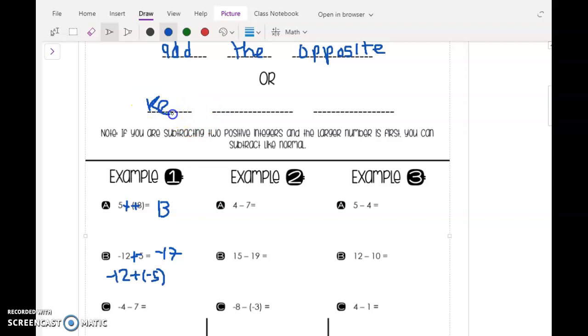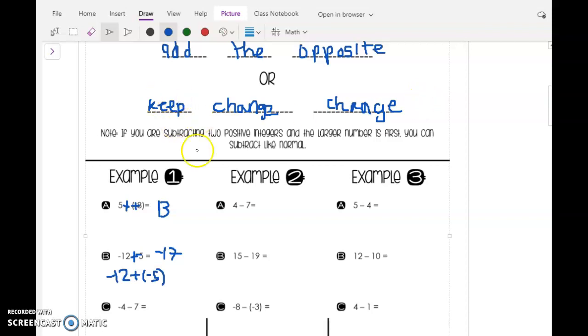Okay, so the second method is keep. I forgot an E in there. Let's erase that real quick and add that in. K-E-E-P. Keep change. Can anyone guess the last one? Keep change change. I hope you guys can read these letters. Okay, so keep change change.